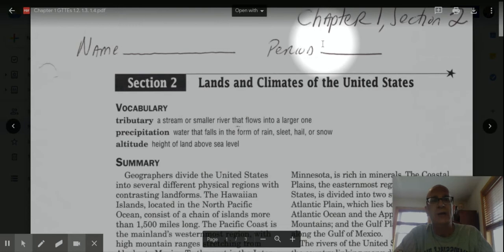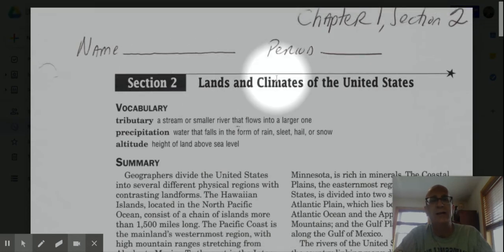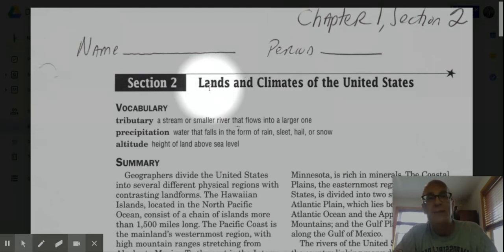This is our second mini lecture, second screencast, and this is going to be on lands and climates of the United States. Lands and climates. Notice that the word land and the word climate are both plural. We have many different lands in the United States, and we have many different climates, and that's going to be a main point of this mini lecture on lands and climates.